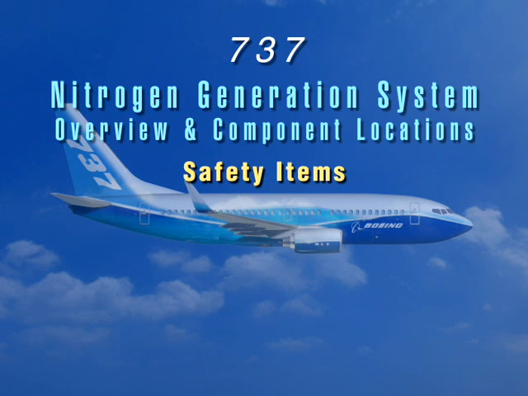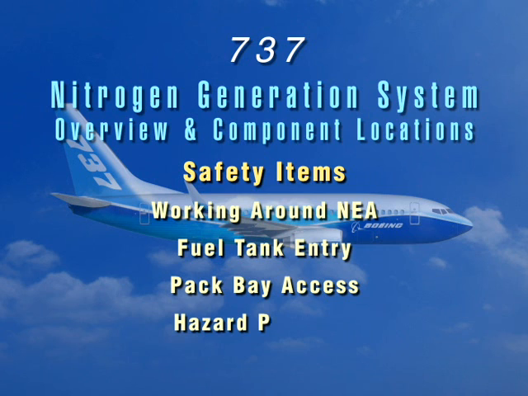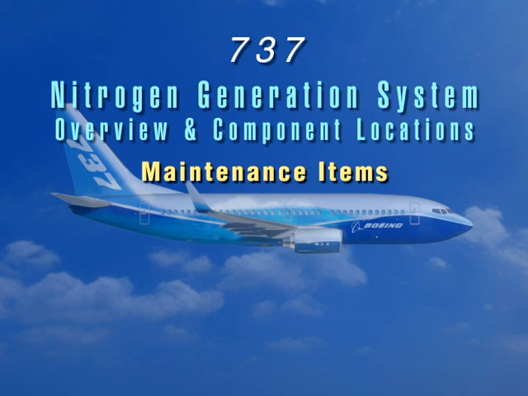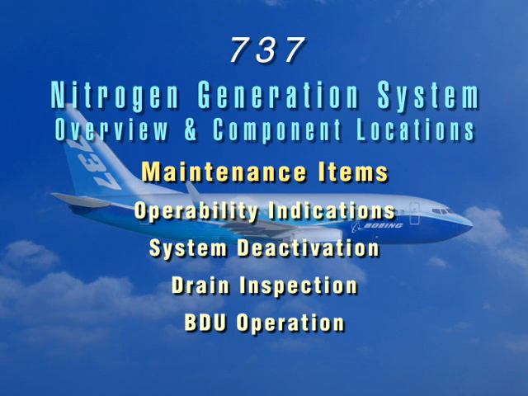Then we will discuss NGS safety-related items, including working around nitrogen-enriched air, or NEA, fuel tank entry procedures, pack bay access procedures, and the location of NGS-related hazard placards and stencils. Finally, we'll see common maintenance items, including operability indications, system deactivation, drain inspection, and Byte Display Unit, or BDU, operation.